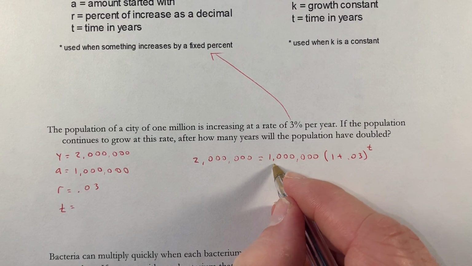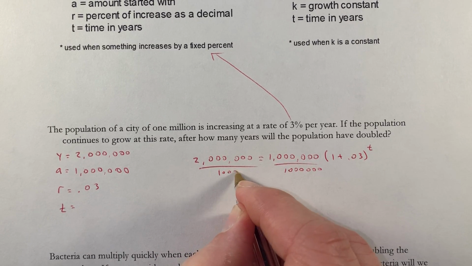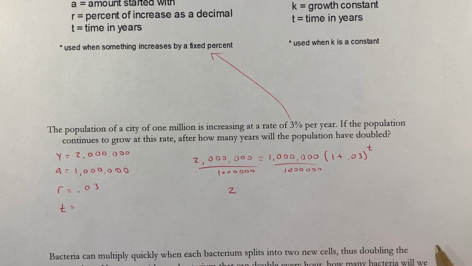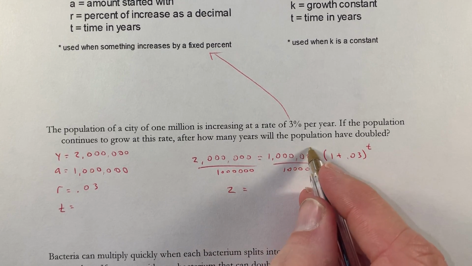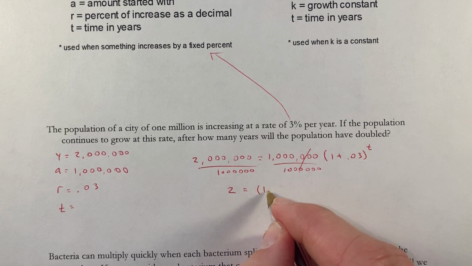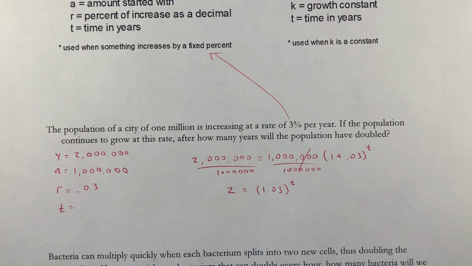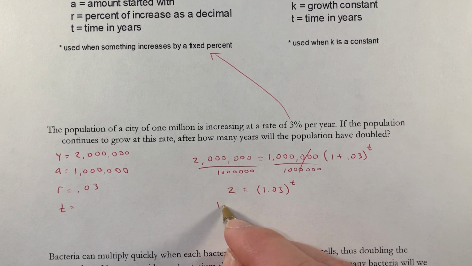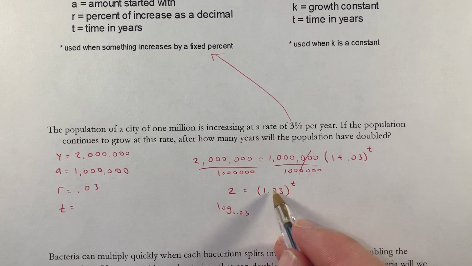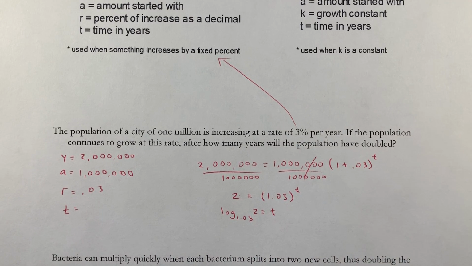Okay, so let's divide both sides by 1 million. 2 million divided by 1 million is 2. So that equals 1 plus 0.03, which is 1.03, to the t power. Now I'm going to put that in log form. So I've got log base 1.03, argument 2, equals exponent t.